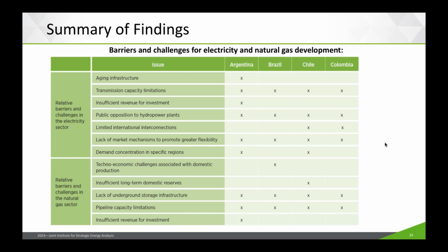And here we show some barriers and challenges for both the electricity and natural gas sectors in those countries. In our report, we discussed the barriers and challenges in more detail for each country. So if you are interested, you can take a look at it. There are many challenges and barriers, and some of these are specific to each country, and some are common. For example, transmission capacity limitations, lack of market mechanisms to promote flexibility, and also in the natural gas sector, pipeline capacity, lack of underground storage infrastructure, and so on.